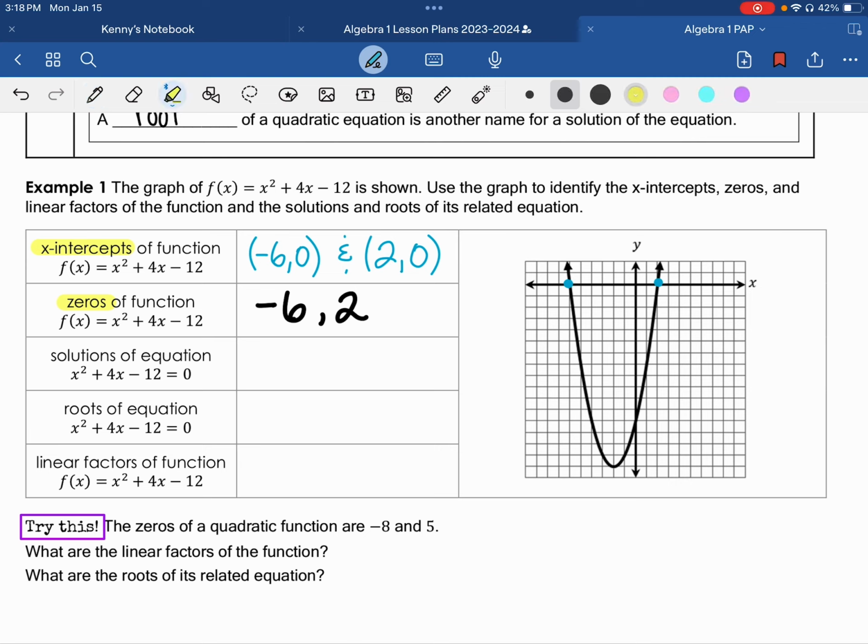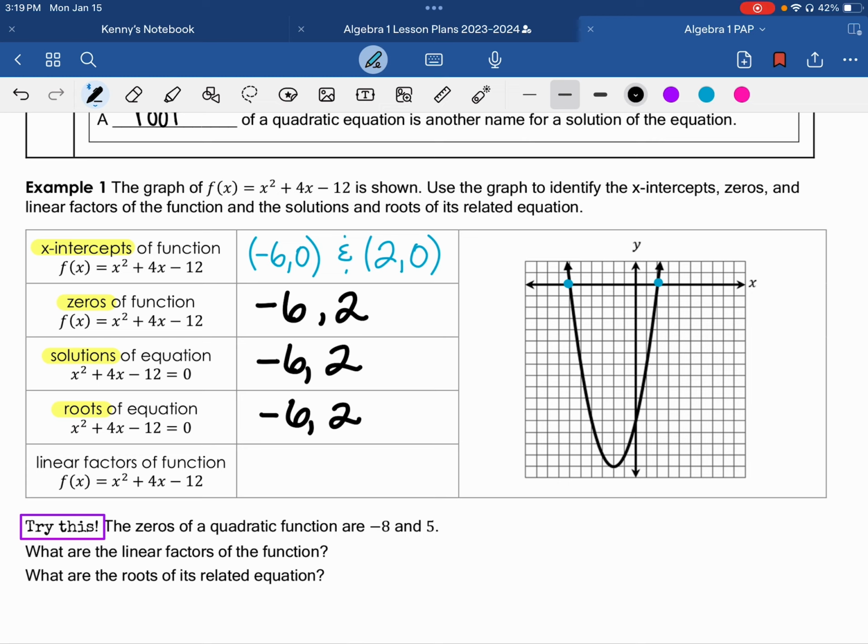All right, next we're going to talk about the solutions. The solutions are a new vocabulary word that we learned today in today's lesson. But remember, a solution is a zero, is an x value of the x-intercept. So my solutions are going to be -6 and +2. Next is our roots of the equation. Once again, the roots are the solutions, are the zeros, are the x values of the x-intercepts. So it's going to be -6 and +2 once again.